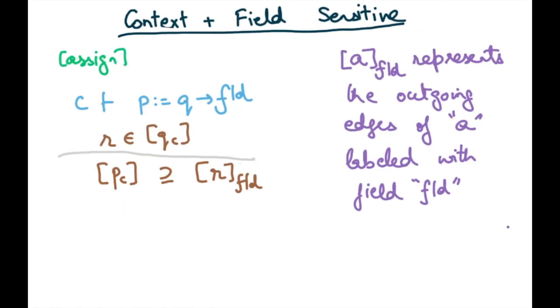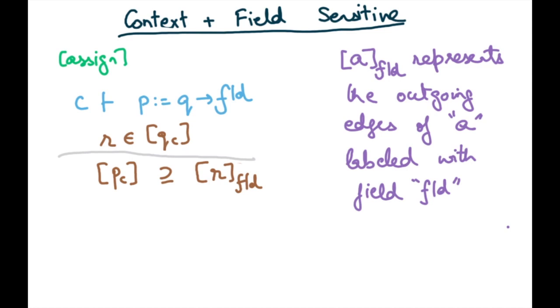Finally, we can combine context sensitivity and field sensitivity. It's nothing out of the ordinary, but I'm just going to show some rules to concretize this. First of all, I'm going to use a notation where outgoing edges of A subscript field represents the outgoing edges of A labeled with field FLD. Recall that when we do a field sensitive analysis, we label the outgoing edges saying that I can point to this object using this field, right?